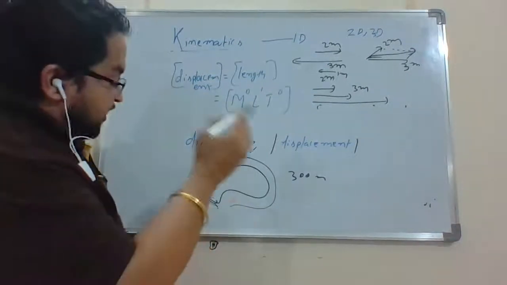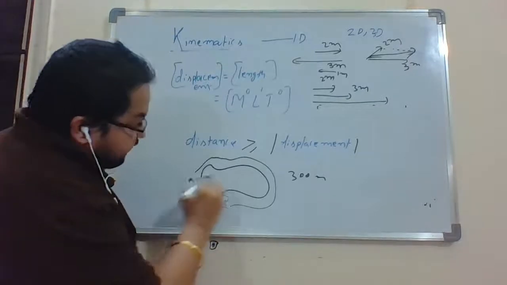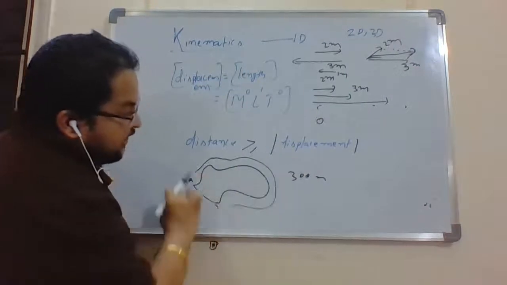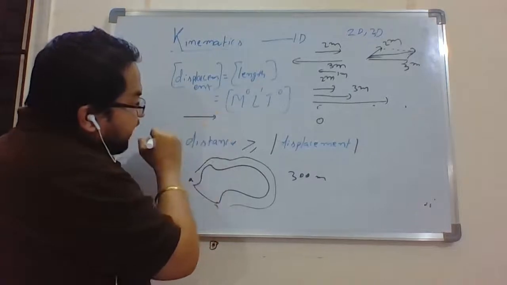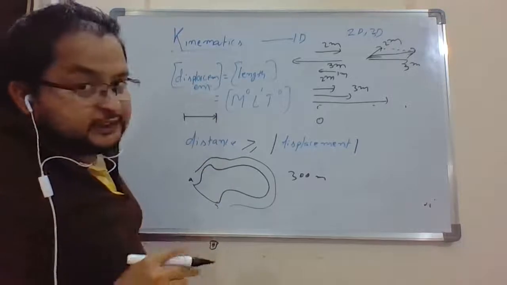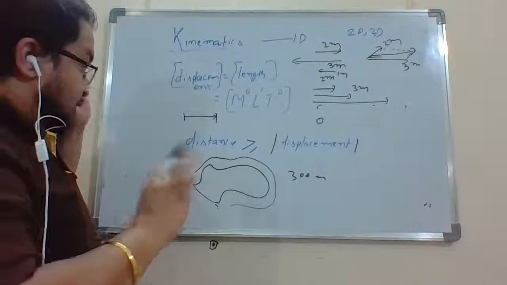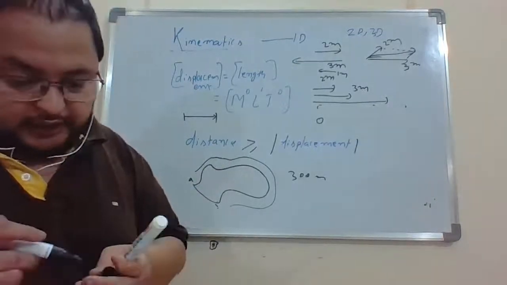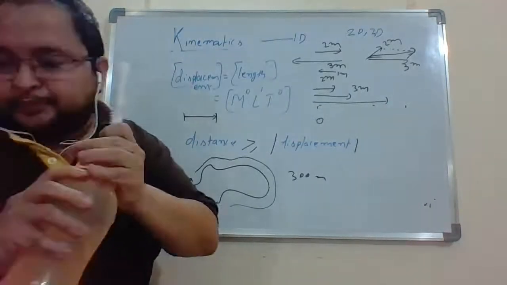Sometimes, if the bird had come back and sat at the same place, displacement would have been zero, but distance would be the entire loop. Sometimes, when a body is moving in a straight line, the distance and the magnitude of displacement may be the same, but most of the times they are not. Now with these examples, let us try to solve.